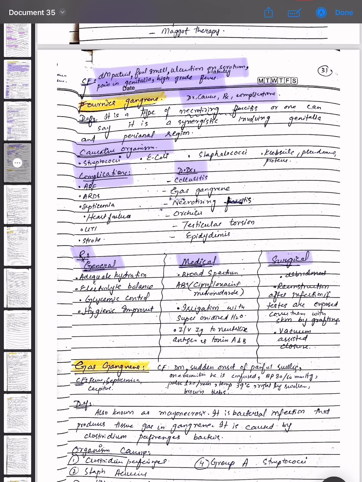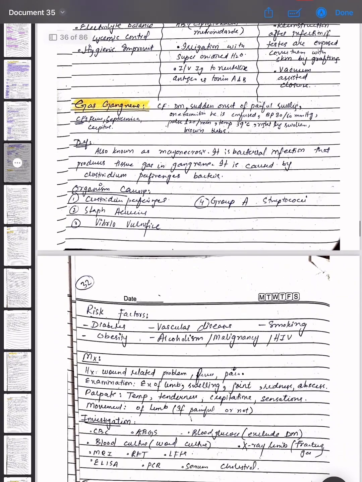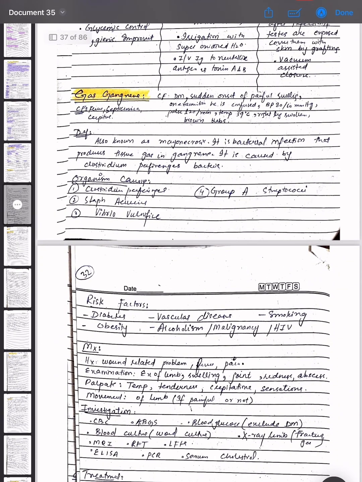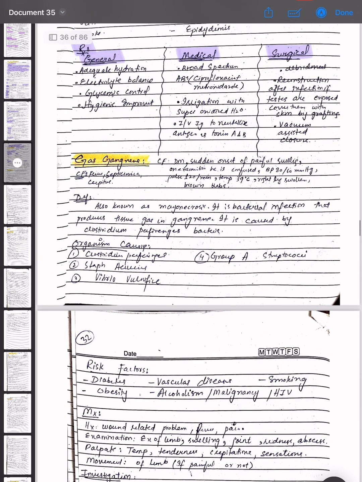Now coming towards gas gangrene. The definition is okay. What are the clinical features of gas gangrene? There will be diabetes mellitus and sudden onset of painful swelling. On examination, he is confused, BP 80 by 60 mm of Hg, pulse 120, temperature 90, the right leg is swollen, and brown blebs are present. In gas gangrene, the clinical features are fever, septicemia, and crepitus.